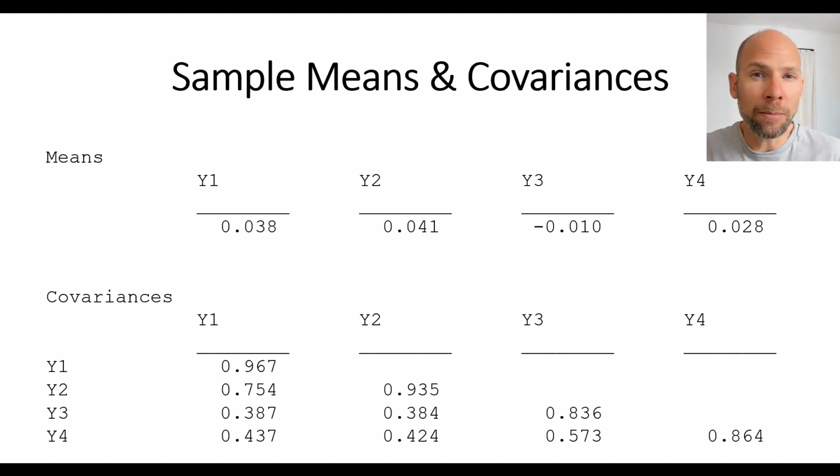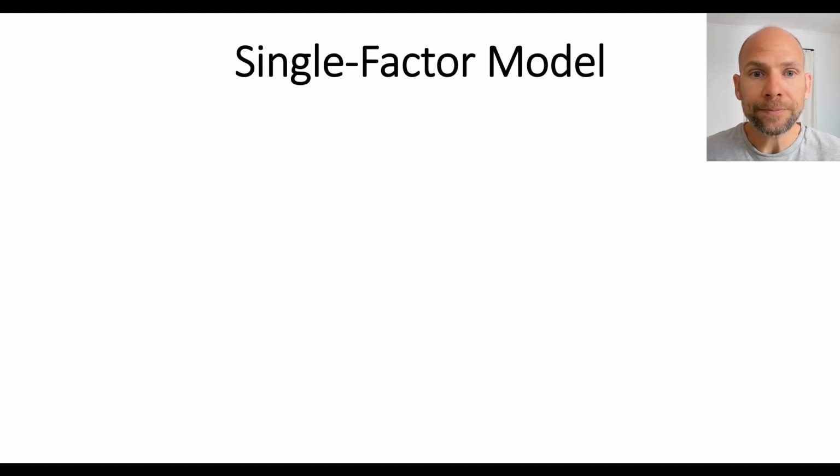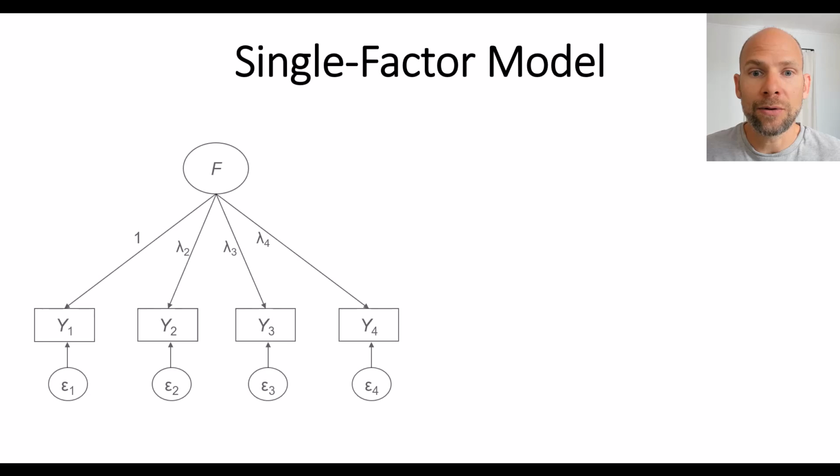That's what all model fit assessment is about: whether there's a discrepancy between the observed means and the model-implied means, and between the observed covariances and the model-implied covariances. So let's start with a very simplistic model for these data. First of all, I'm going to fit a single-factor model to these data where I have only one factor. The idea is that the covariances between those four variables are adequately reproduced by a single factor.